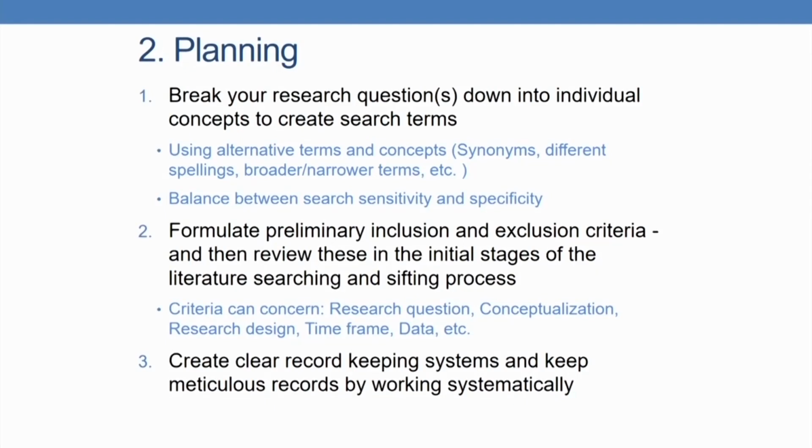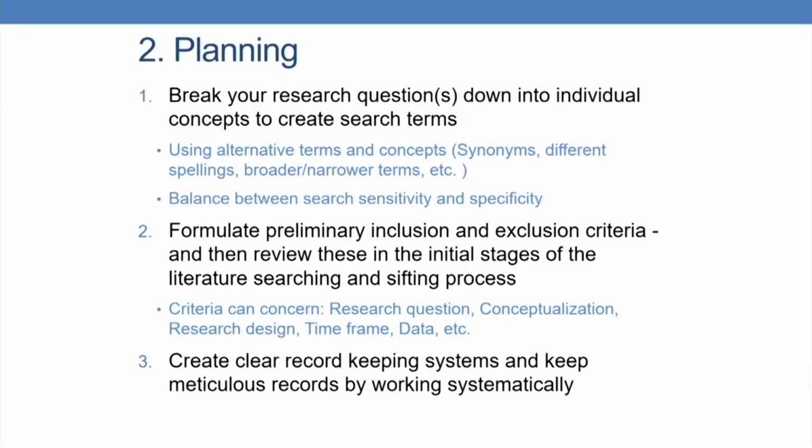The second stage is what is referred to as the planning stage, and it contains three sub stages. First is, of course, we break our research question down into individual concepts to create search terms. Then we formulate preliminary inclusion and exclusion criteria, and then review these in the initial stages of the literature searching and sifting process. And finally, we create clear record keeping systems and keep meticulous records by working systematically.